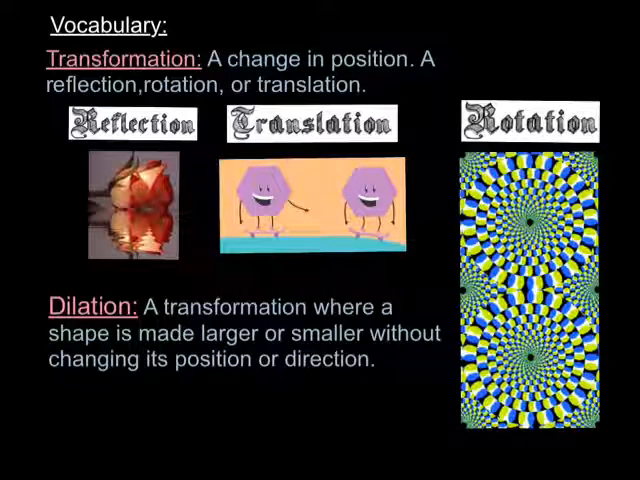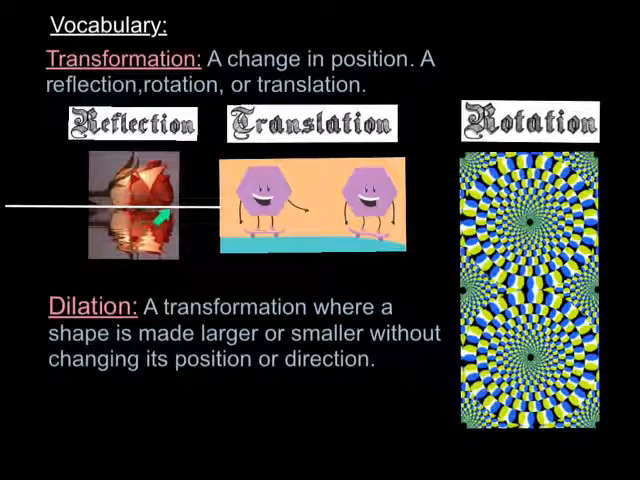Some vocabulary. Transformation. A transformation is a change in position. That means we're moving our object. A reflection, a rotation, or a translation are all examples of a transformation. You know reflections. Reflections are when your shape is reflected across a line of symmetry.